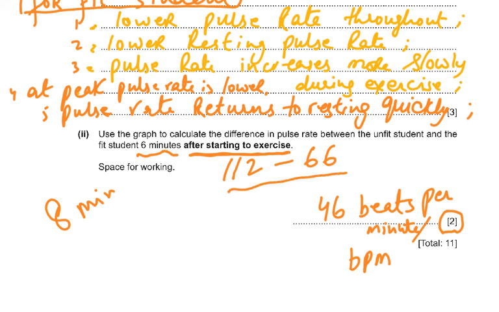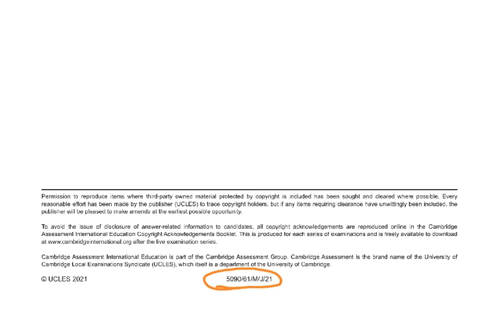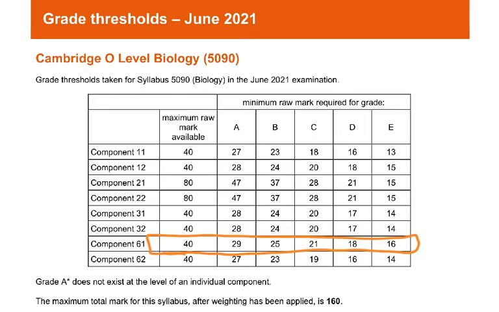Now let's look at the grade boundary. As you can see, this is the June 21 paper 6-1. Now if you look at the grade thresholds for June 21, paper 6-1, the total was 40 marks. And if you got a 29, well, that was an A. If you got a 25, that was a B. If you got 21, that was a C. If you got 18, that was a D. And if you got a 16, that was an E. So out of 40, if you want an A, you had to get 29.